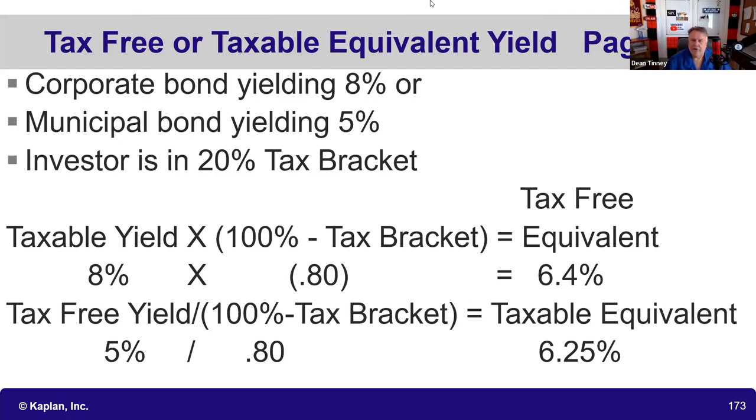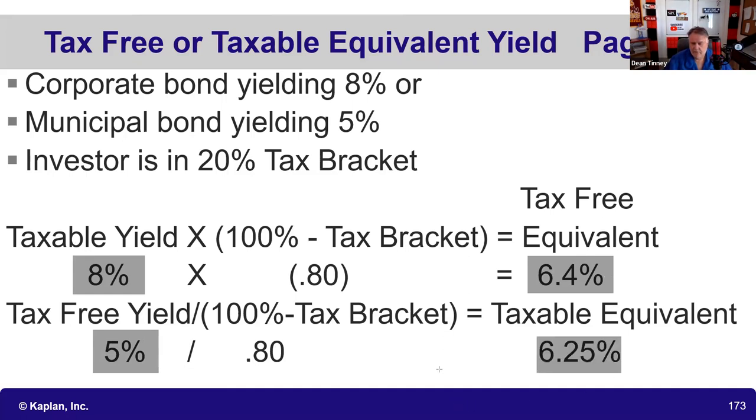Now, a test taking trick. One thing you should know is that if I start with the taxable, the number I'm looking for is always going to be a lower number. So if they give me the taxable yield, I could just eliminate any answer that isn't less than 8. That alone will sometimes give you a 50-50. And another test-taking trick is once they give me the tax-free, I know going the other direction, it's going to be a higher number. So that'll give me a 50-50 as well.